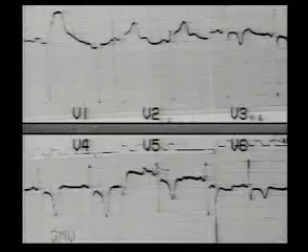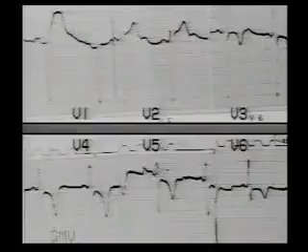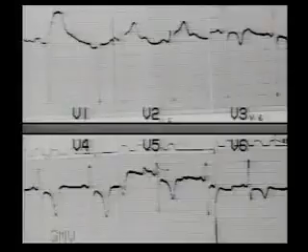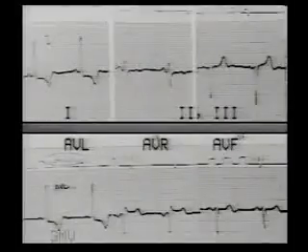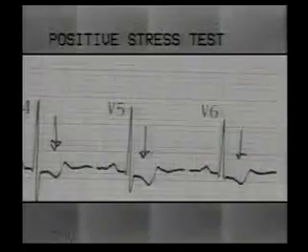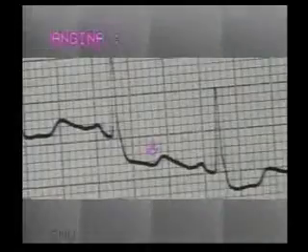This ECG shows deep T wave inversion with ST segment depression in leads V3, V4, V5 and V6. This T wave inversion with ST segment depression in chest leads suggests a subendocardial infarct. Similar changes are seen in 1 and AVL also. Subendocardial infarct. This is a positive stress test. Note the ischemic T wave inversion and ST segment depression in leads V5 and V6.